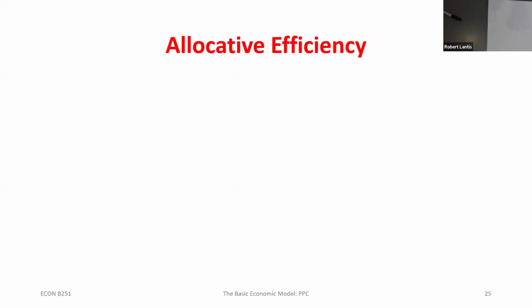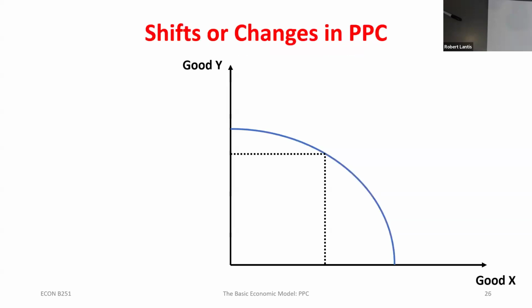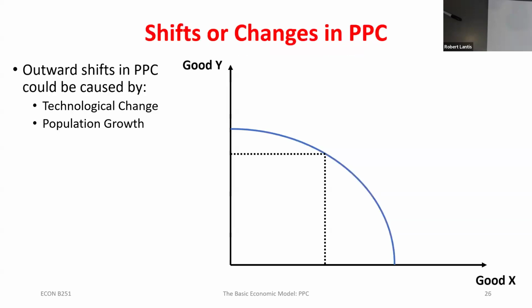So we talked about identifying that allocatively efficient point. Let's think about things that are going to cause shifts. When it comes to the quizzes or the exam, anytime I say just an outward shift, assume that means a parallel outward shift, so the entire curve is shifting outward. So here, what's going to cause an outward shift in our production possibilities curve?